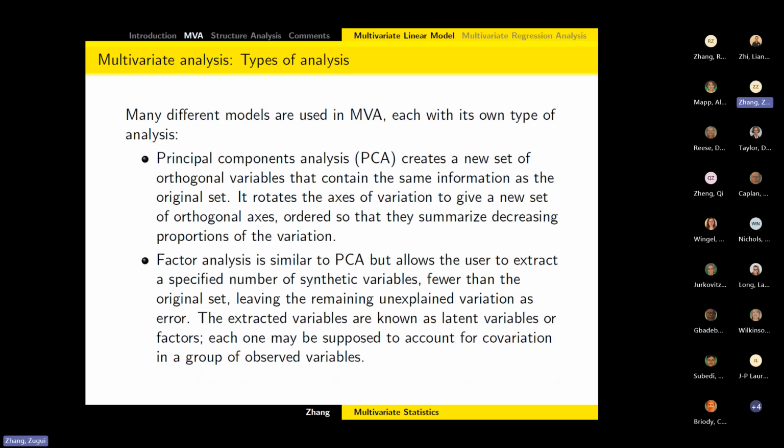In recent decades, in addition to principal component analysis, another very popular and important analysis is factor analysis. It is similar to principal components, but allows us to extract a specified number of variables, fewer than the original set, leaving the remaining unexplained variation as error. The extracted variables are known as latent variables or factors. Each one may be supposed to account for correlation in a group of observed variables. There are many types of factor analysis.